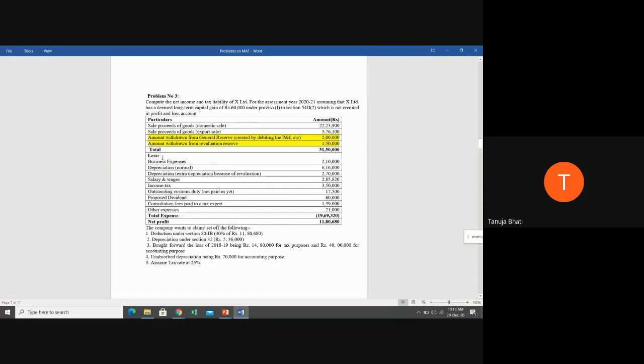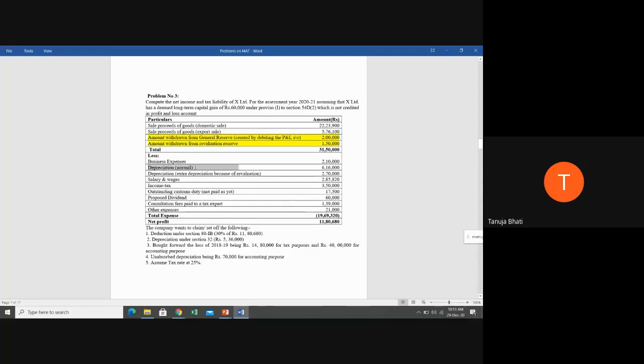Next, business expenses. There is no specified item in the list, Explanation 1 to 115JB, which says that business expenses should be added or deleted. So we are going to ignore this while calculating the book profit.